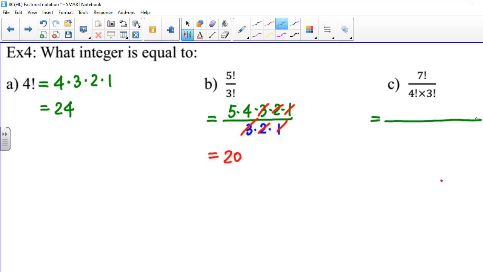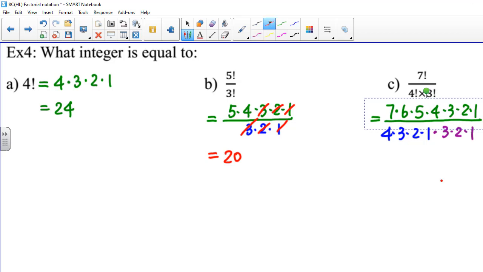7 factorial in the numerator means start with 7 times 6 times 5 times 4 times 3 times 2 times 1. 4 factorial means start with 4 times 3 times 2 times 1. 3 factorial means start with 3 times 2 times 1. Let's reduce the fraction to the lowest terms. Those all can be cancelled out. 4 can be cancelled out. 6 can be cancelled out with 3 times 2. So the answer is 35 divided by 1, 35.